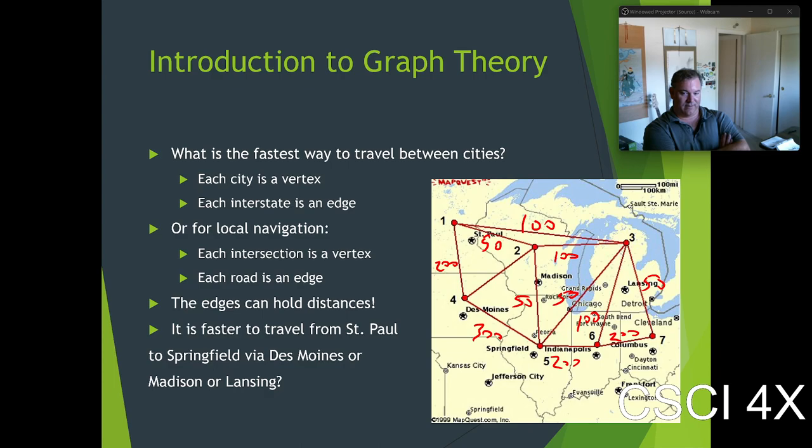A lot of possibilities now, right? What do you think? 1 to 2 to 3. Now, rather than going 1 to 2 to 3, you just go 1 to 3 because it's 100 instead of 150. You'll stick with 1 3 7? I think you're right. I think 1 3 7 is faster still.